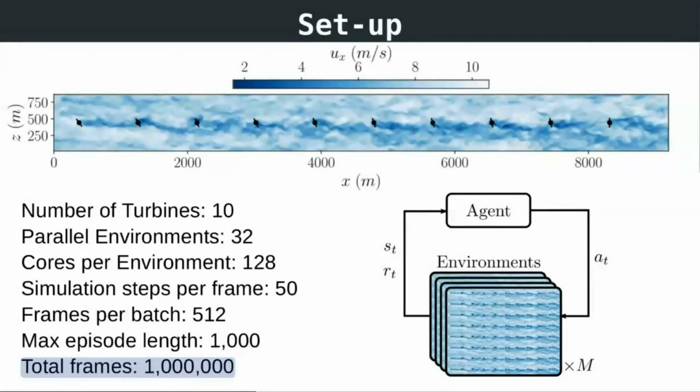So we did this with a setup with 10 wind turbines in a row. We did this with, again, as I said, 32 parallel environments, each environment running on a core on a single node on ARCHER2, so 128 cores. And then we did 50 simulation time steps per reinforcement learning step, where we exchanged the actions and the states and reward. That's where we do the inference, every 50 steps.